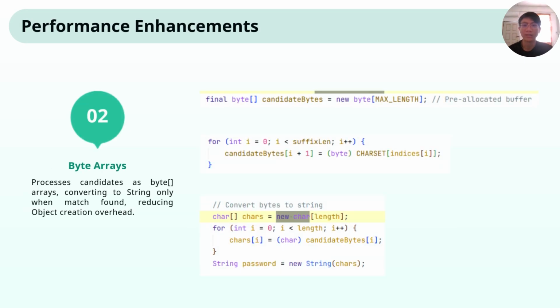Our second optimization is the use of byte arrays. In Java, creating a string object is memory heavy. Since we test millions of combinations, we use raw byte arrays to hold the candidate passwords. We only pay the cost of converting bytes to a string at the very end, once the correct password has been found. This significantly reduces the load on the Java garbage collector.